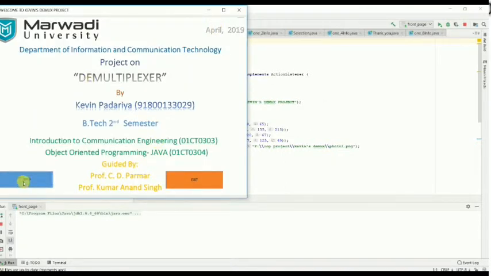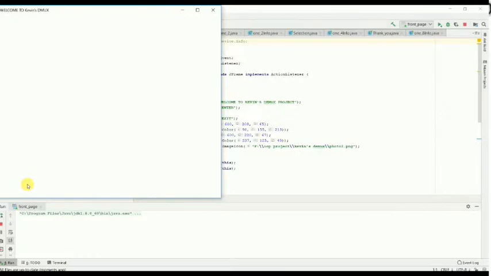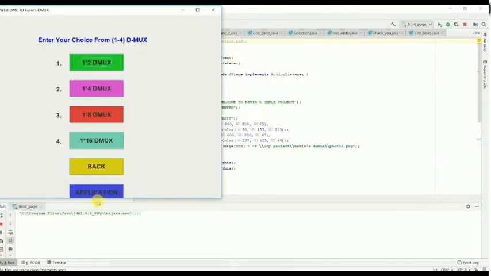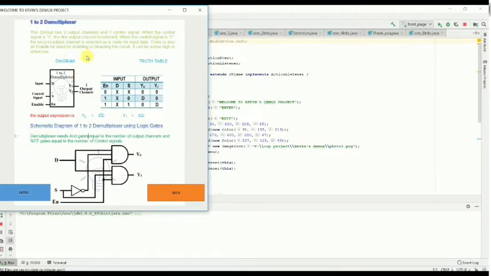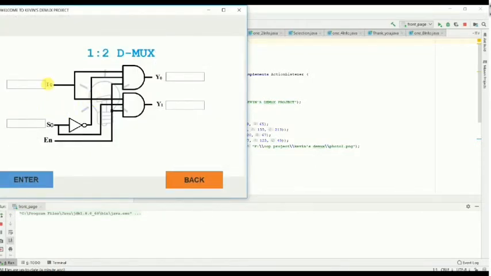I will write here Kevin. It will give you the output. If you input 0, it will output on y0, and if you enter 1, it gives output on y1. Okay, now we go back and check the 1 cross 4 demultiplexer.